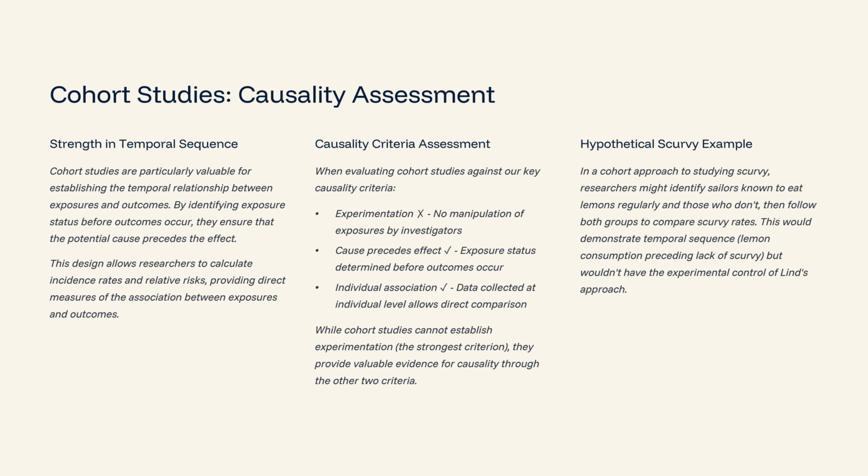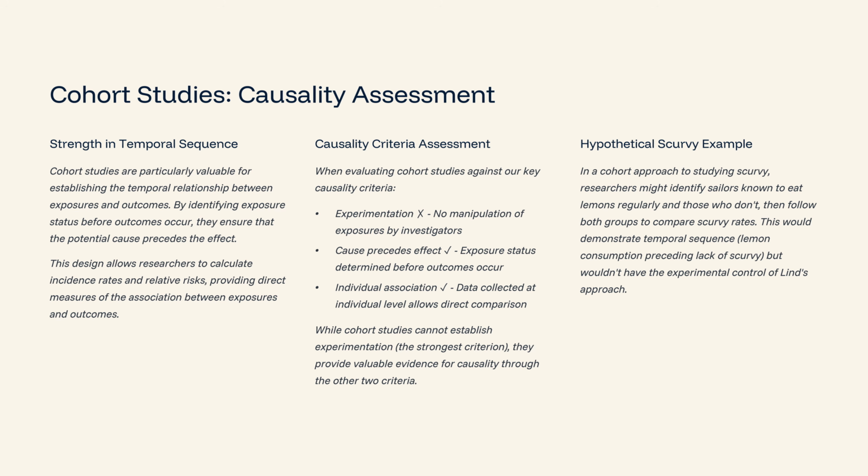It doesn't have experimentation, right? Because we're not manipulating the exposures. We're just seeing if someone was exposed to something or not. And they also check the box for individual association. So we're collecting data at the individual level, which allows for direct comparison. So they get 2 of the 3 causality criteria assessments, so they're pretty good.